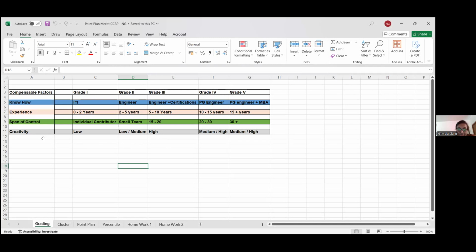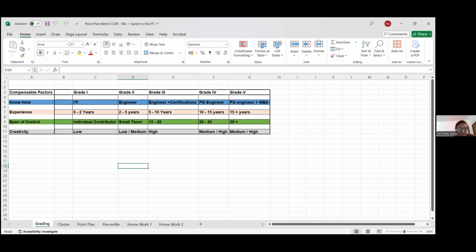You can use education, experience, span of control, creativity, etc. And then create descriptors like this, saying that at a lower grade, it needs lesser knowledge and lesser experience, and at a higher grade, it needs higher experience and higher knowledge. Take any 10 positions, and I want you to do the job grading.